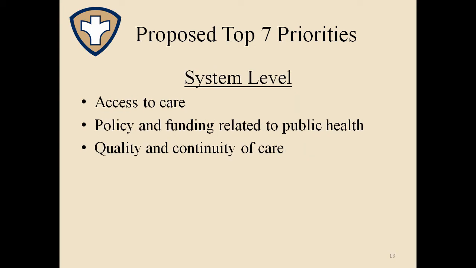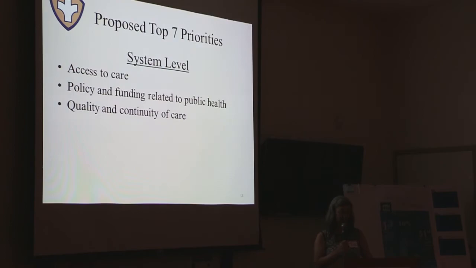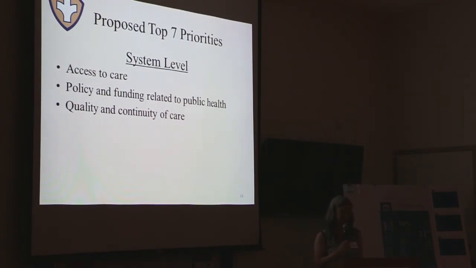The rest of the 7 priority areas are system-level priorities. I probably don't need to elaborate much on these as they're commonly understood as being issues in the state of Nevada. And they are access to health care, public health policy and funding, or lack thereof, quality and continuity of health care. I should reemphasize that these are community-wide priorities that can be addressed by numerous community partners. They're not specific to the health district nor to any agency or organization in Clark County, although all of us should be considering these priorities as we develop our respective strategic plans in the near future.